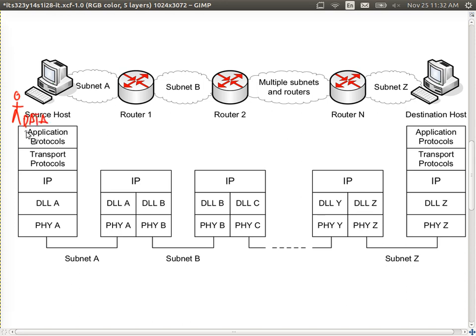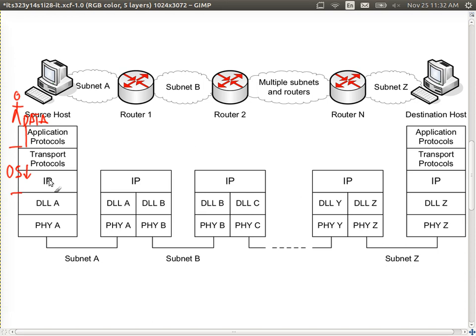think internally in the computer, that's sent from the application. This is usually inside the OS. You can draw a bit neater than mine, but these two layers are usually implemented in the operating system. Application protocol in an application. So the application sends the data to the operating system. The transport protocol does what it needs to do, sends it to IP.